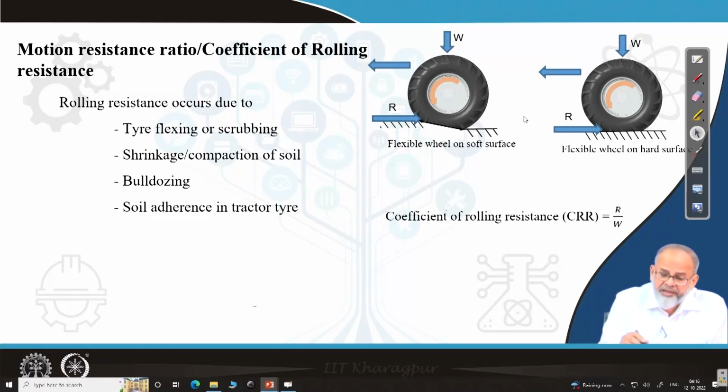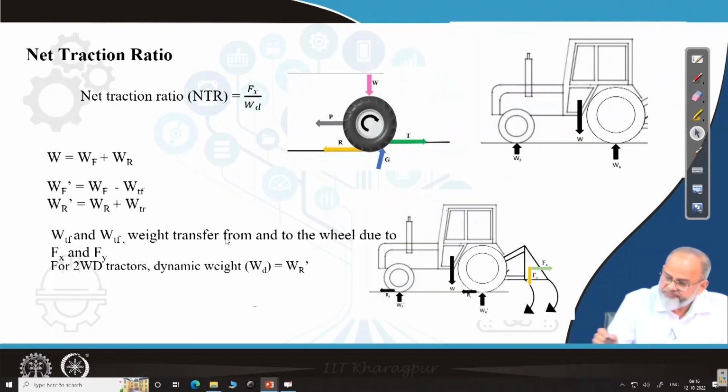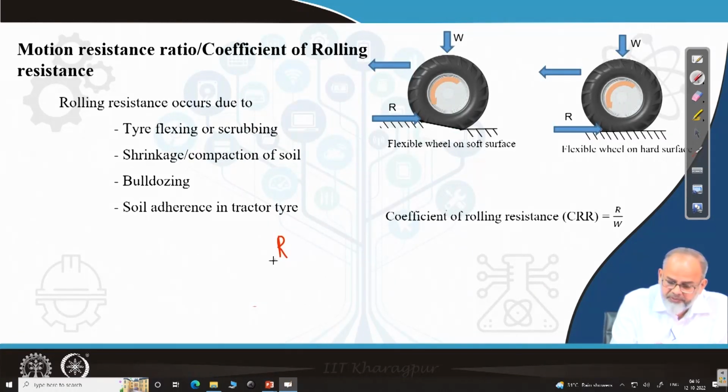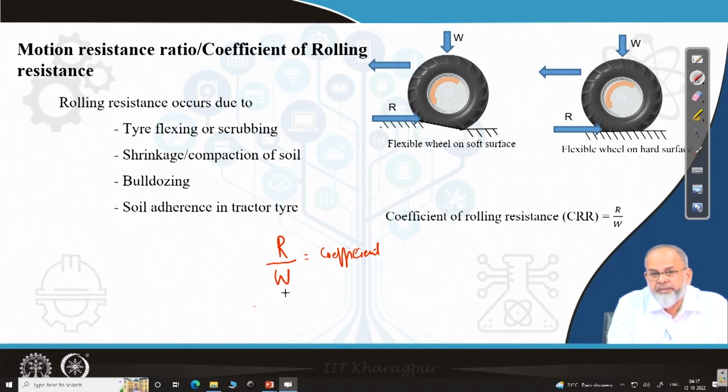This R depends on certain factors: how much the tire flexes, how much is the sinkage, how much is the bulldozing, and how much soil is adhered to the tractor tire. So we define rolling resistance divided by W as the coefficient of rolling resistance. That means we measure rolling resistance, then divide by W, where W is the weight coming on the wheel.